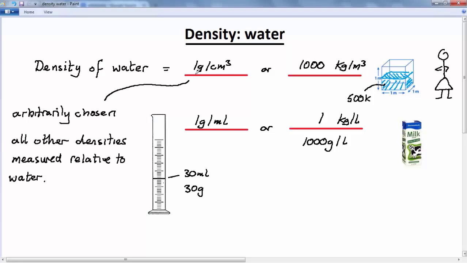Now this business about choosing water is not an uncommon thing. For example, you remember that Celsius did exactly the same thing when he defined his Celsius scale. He used the melting point of ice to define the 0 point on his scale, and he used the boiling point of water to define the 100 degrees Celsius point on his scale. And with those 2 points he was able to define the temperature scale that we use today.